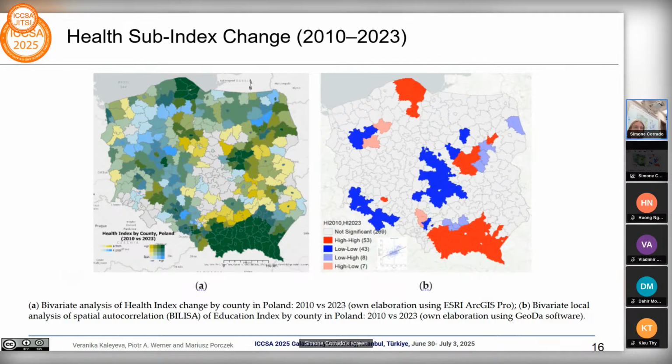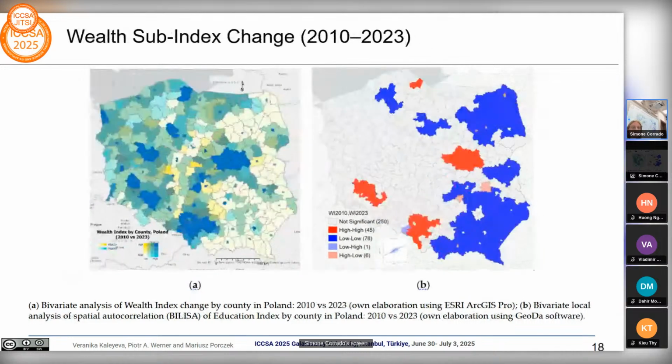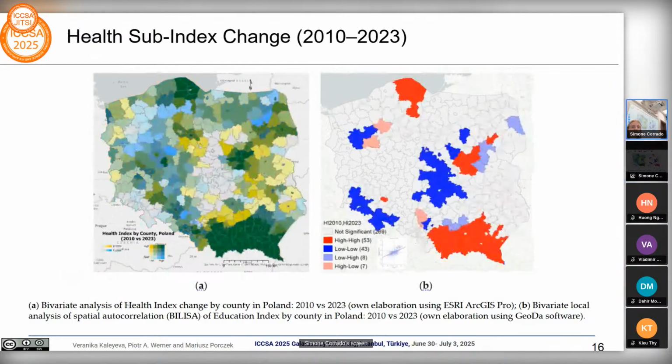So this is the health parameter, education parameter, and wealth parameter. Even visually, we can see that the distribution really differs for particular sub-indices. I will repeat to show these red and blue clusters, to show that actually this red zone, symbolizing the top performing counties, remains more or less in the same places, while this blue one, representing the lagging behind areas, is changing for the subparameters.